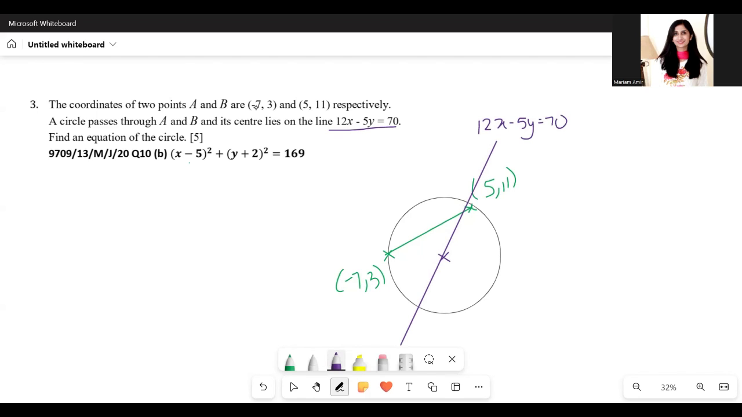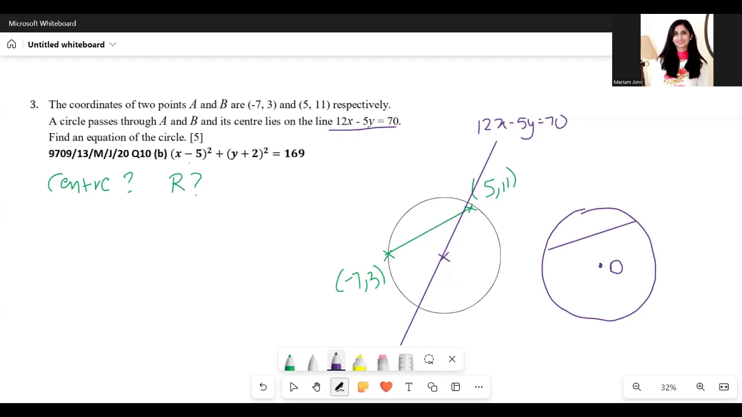We need to find the equation of the circle. That means we need 2 things. We need the center and we need the radius. How do we find the center? Now let's go back to O-levels and a circle property that we've learned there. If this is a circle, this is a chord, this is the center.